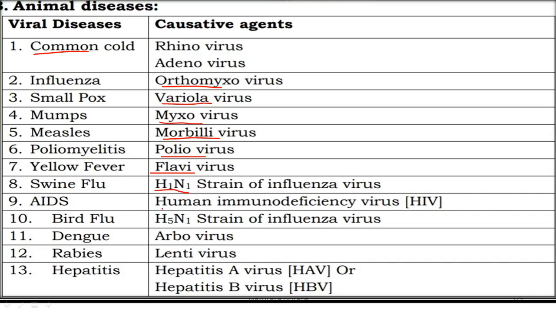AIDS is caused by the human immunodeficiency virus, that's the HIV virus. Bird flu is caused by the H5N1 virus. Dengue is caused by an arbovirus. And rabies is caused by the lentivirus. Hepatitis is caused by hepatitis A and hepatitis B. And coronavirus causes corona. These are some of the animal diseases.